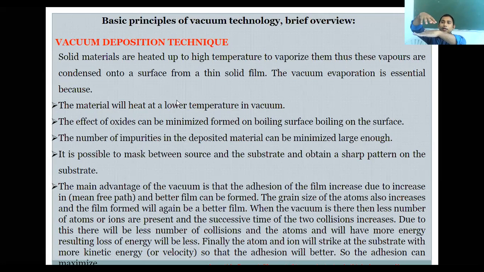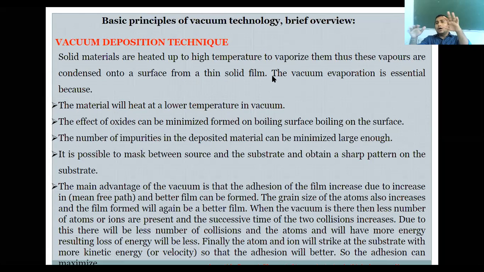If we spray that particular molecule onto the surface, or if we evaporate or heat some of the material, then that material is available in the form of vapors. If we heat the material, it boils and vapors are formed. Due to that reason, solid materials like aluminum, copper, gold, silver are heated up to high temperature to vaporize them. Thus, these vapors are condensed onto a surface to form a thin solid film.